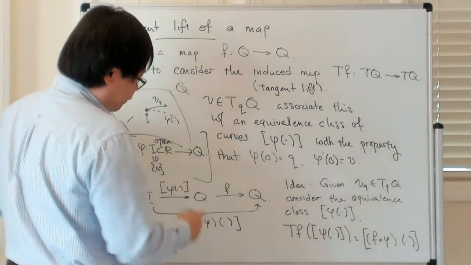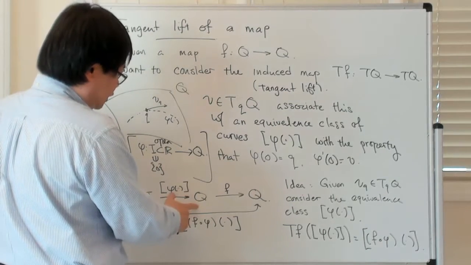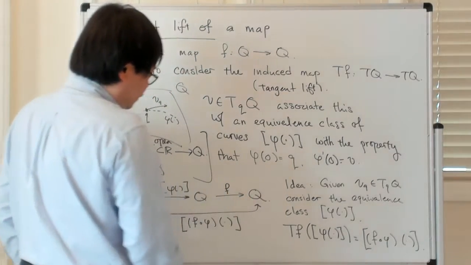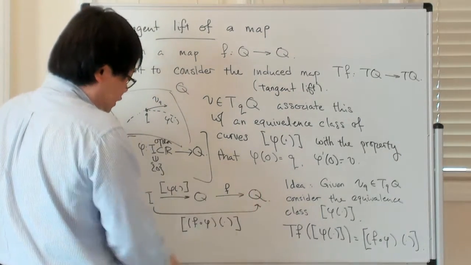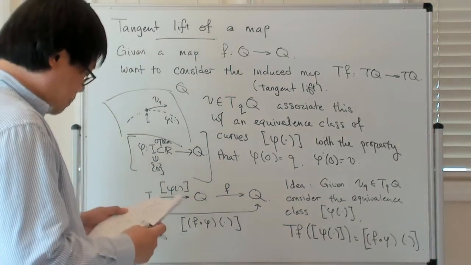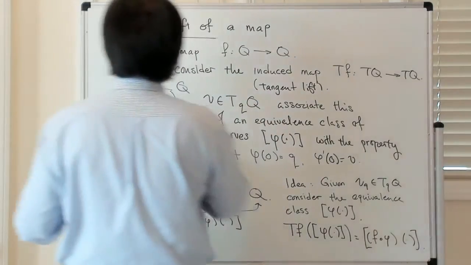And again, that's well defined, because before you take equivalence classes, your map is a map from some interval to Q, and then F is a map from Q to Q itself. So you can look at the composition of this, and then ask what is the vector associated with that. Okay. All right. So let's try to be more precise now.